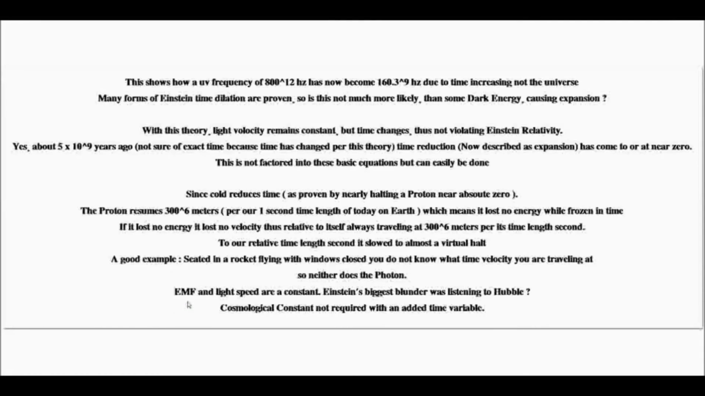Electromotive force, the waves, and light speed are constant. Einstein's biggest blunder, they keep talking about his biggest blunder, was listening to Hubble. A cosmological constant in his equation is not required. You can just add an added time variable. Let me continue here.